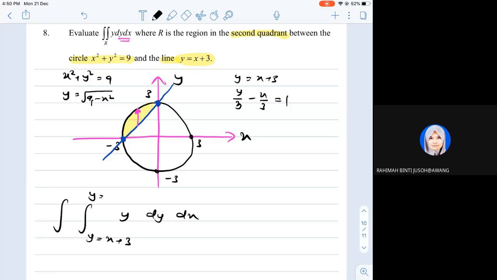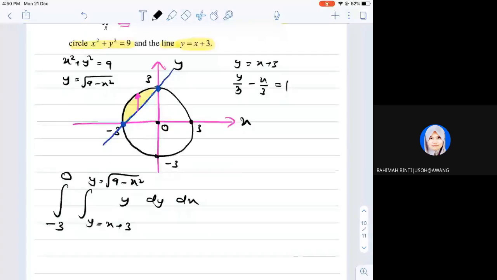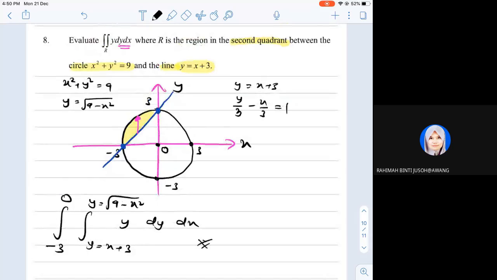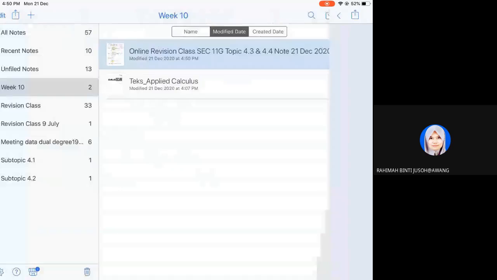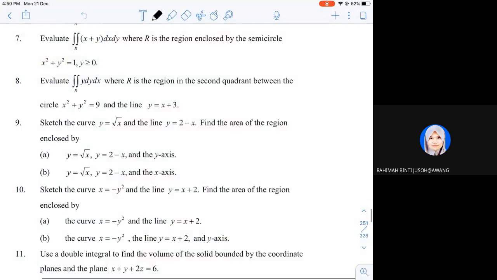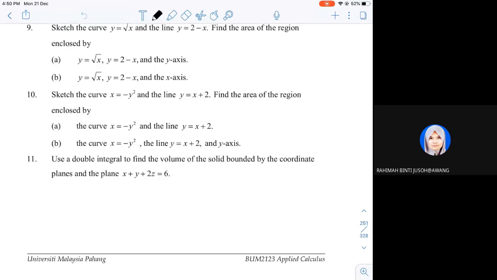Okay, so we will have square root of 9 minus x squared. And then x from? Second quadrant. Negative 3 until 0. Yes, negative 3 until 0. That's it. Okay, that's question number 8. So you can proceed lah integration dia. Saya nak go to question number 9, 10, quite simple.